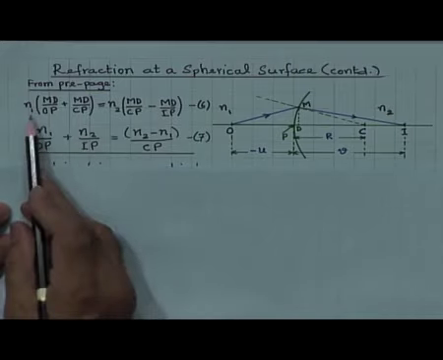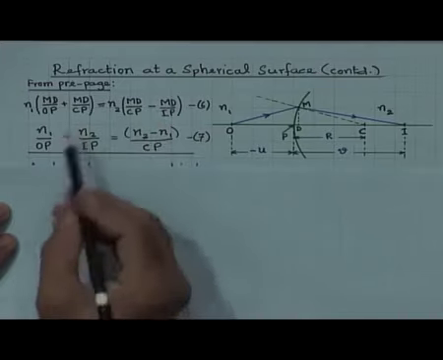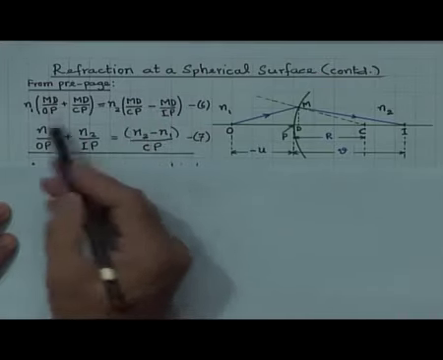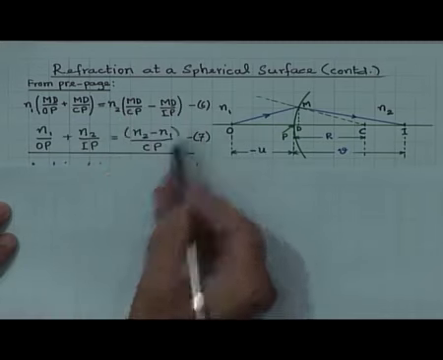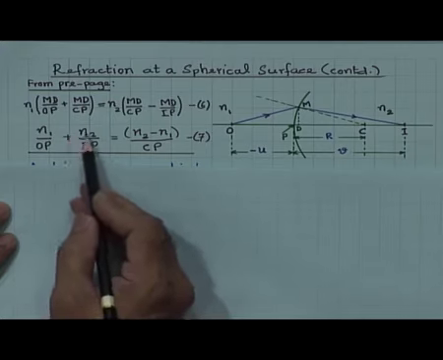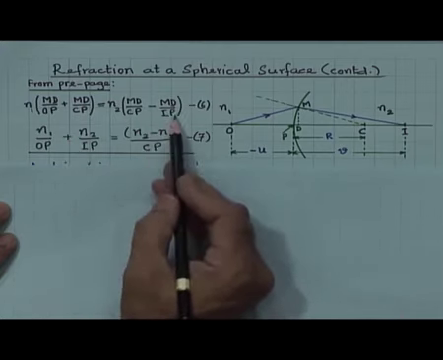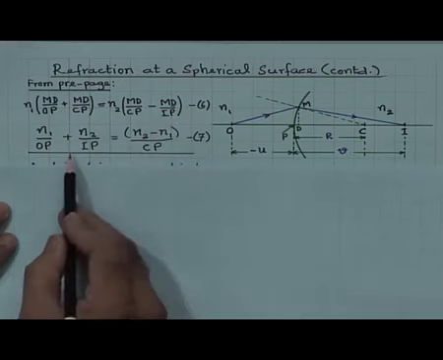From the previous page we have n1 into I is equal to n2 into r, and m d is common throughout. So, this m d goes off, and therefore, we are left with n1 by O p plus n2 by I p. So, this part, that is m d, has gone. So, n2 by I p minus n2 by I p I am bringing to this side.